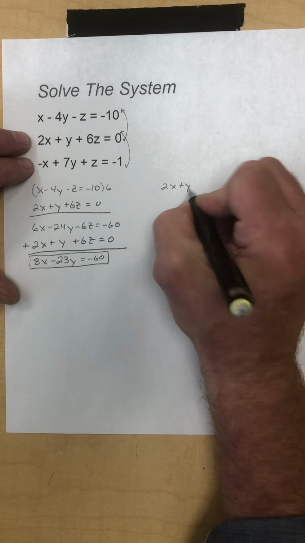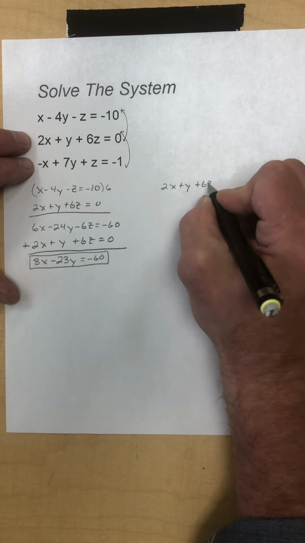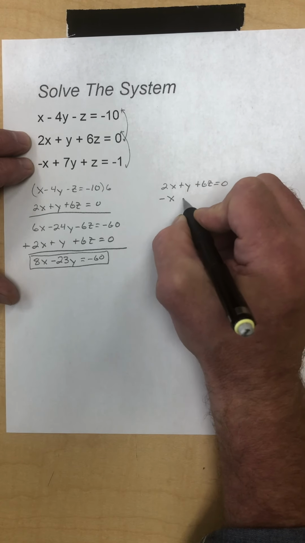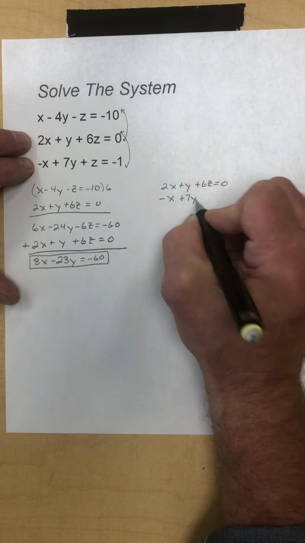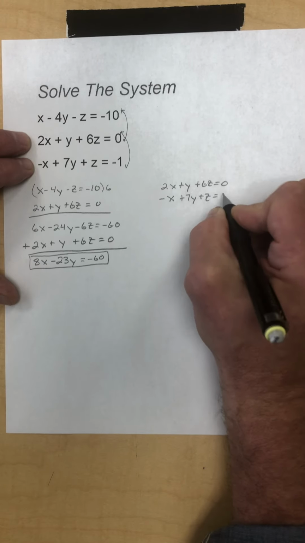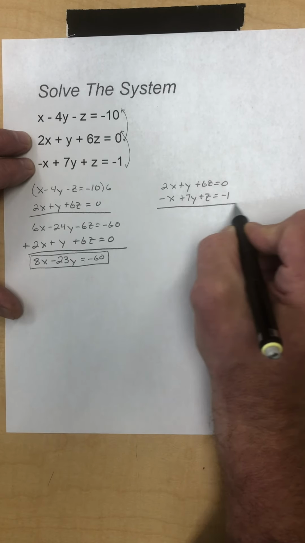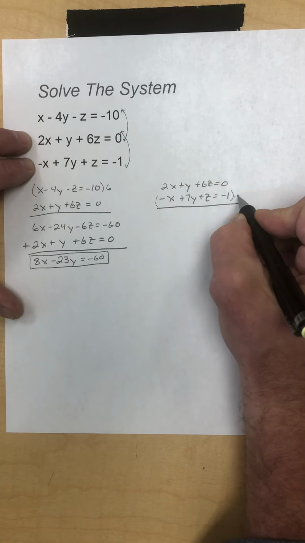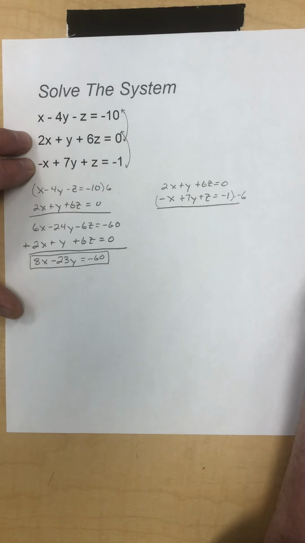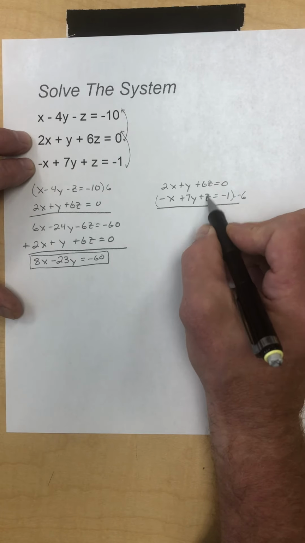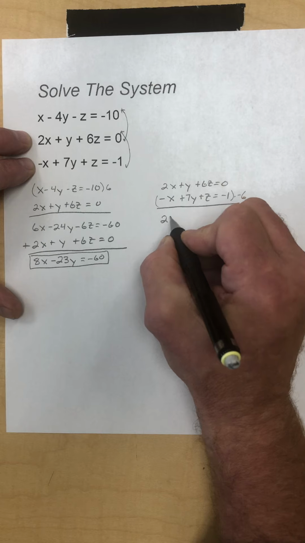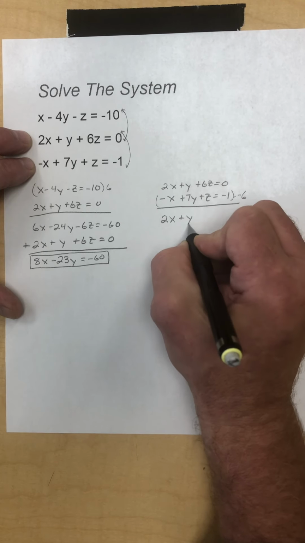2x plus y plus 6z equals 0, and negative x plus 7y plus z equals negative 1. Okay, so it looks like I'm going to have to multiply the bottom one by negative 6. That'll give me a negative 6z, and when I add it to the 6z, it's 0, so they go away. So I don't have to do anything with the top one, so I just bring it down.